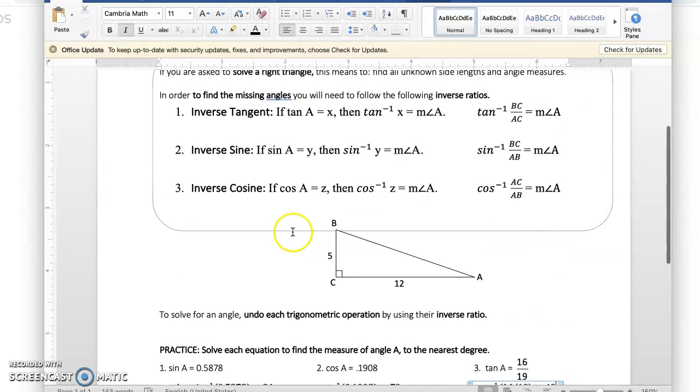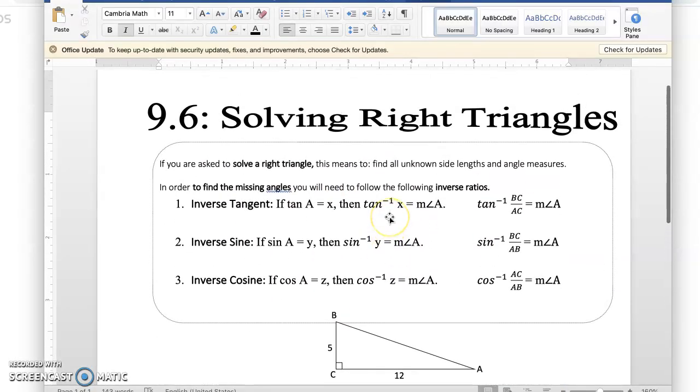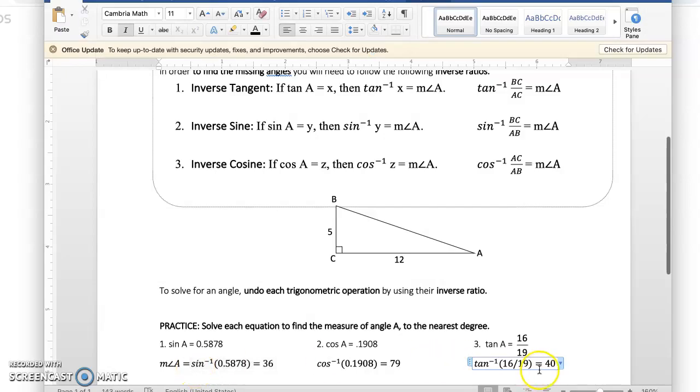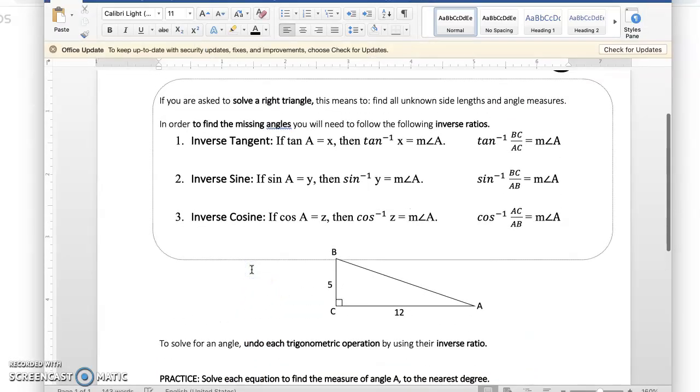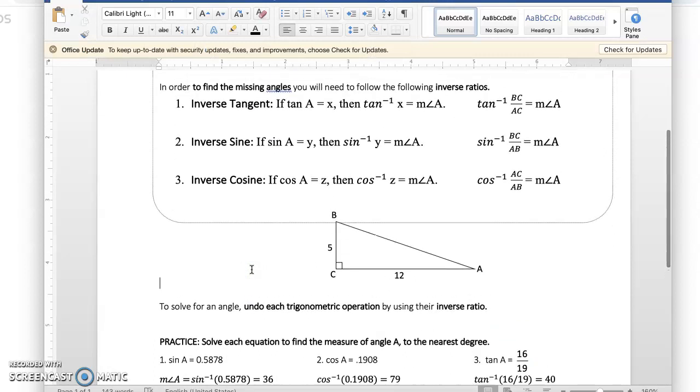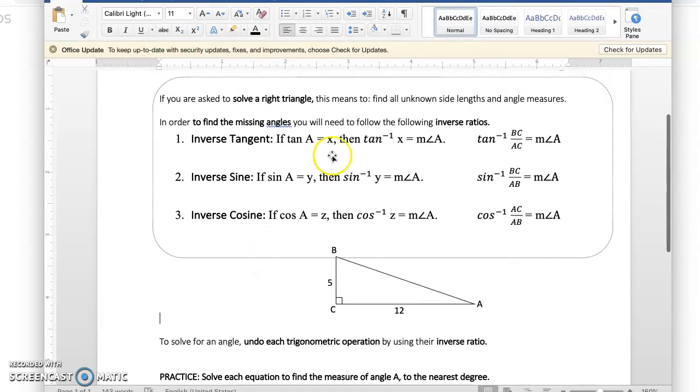So good luck. Please make sure you print this out. I think it's more helpful to have the work written down. This is what your work should look like for the homework that I'm assigning. If I don't see any work, I will not be assigning any credit. Again, this video focuses on finding missing angles using inverse ratios.